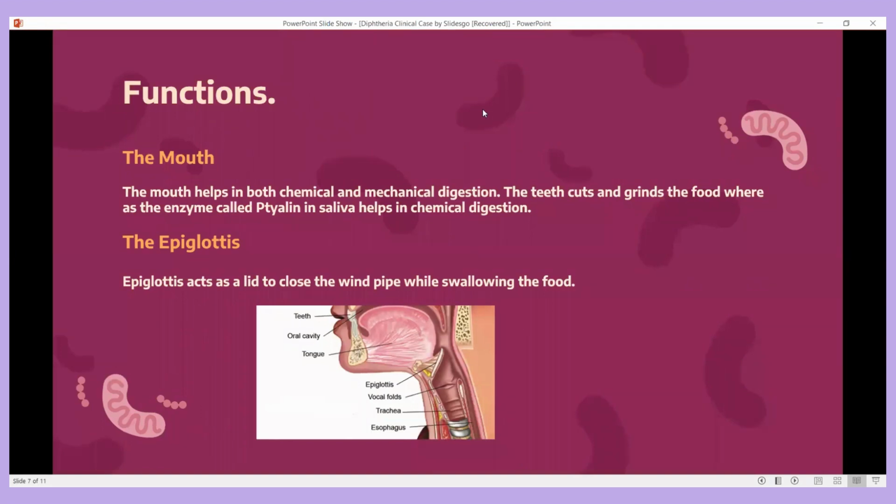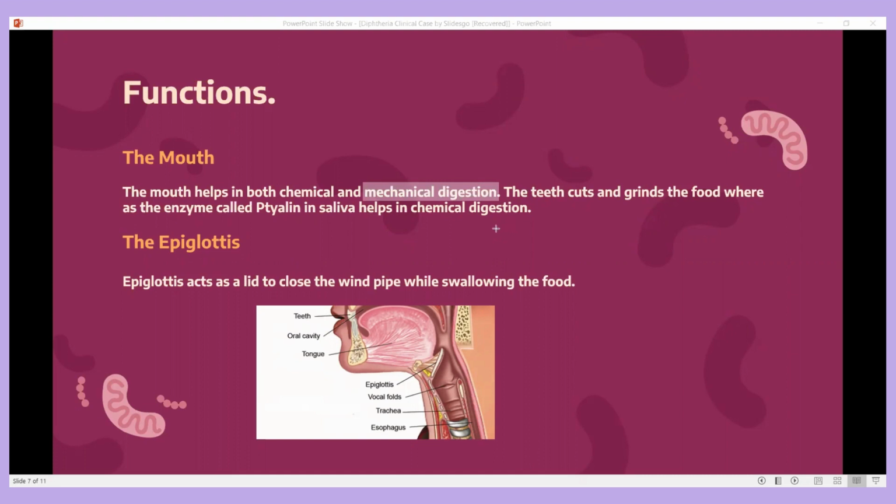Now we are going to focus on the functions of the different parts of our digestive system. The first part is the mouth, and it helps in both chemical and mechanical digestion. We already said that the mouth helps in mechanical digestion. By having the teeth and tongue, we tear, we swallow, we grind the food into paste. So that is mechanical digestion taking place in the mouth.